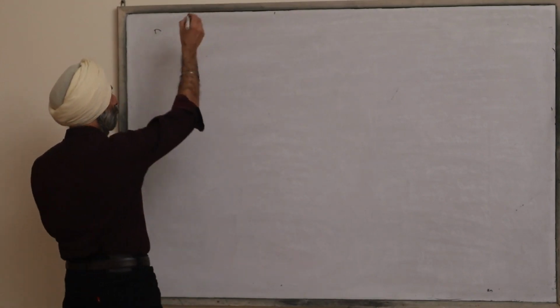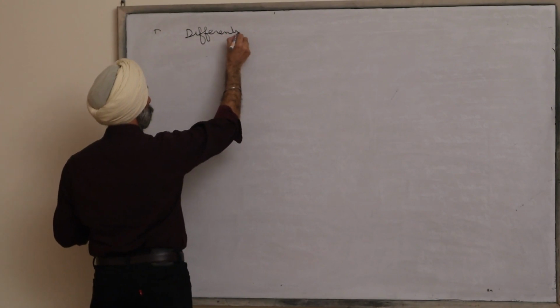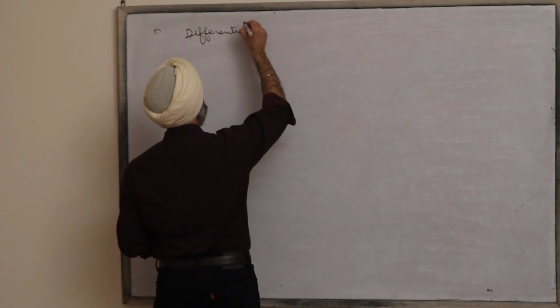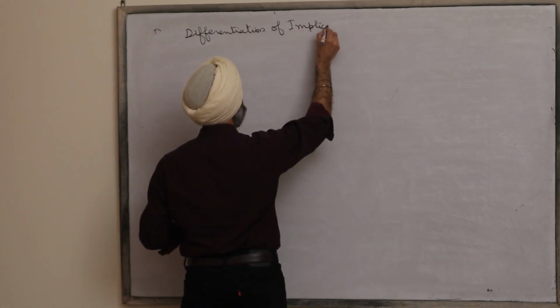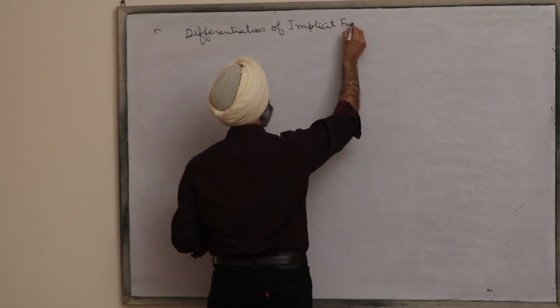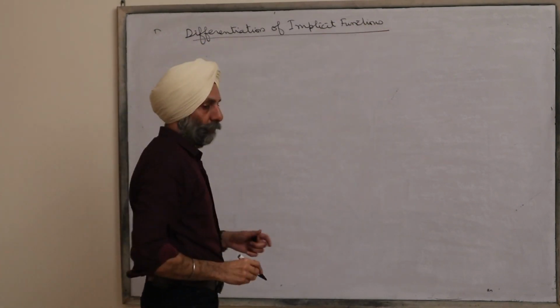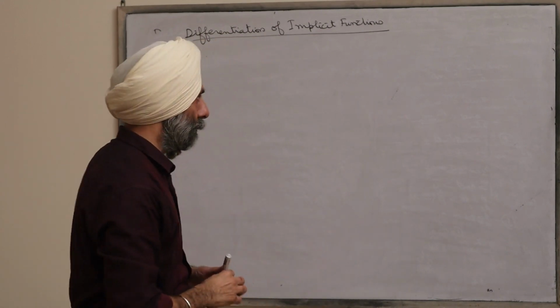Now next is differentiation of implicit functions. Now first is, what is the meaning of implicit function?